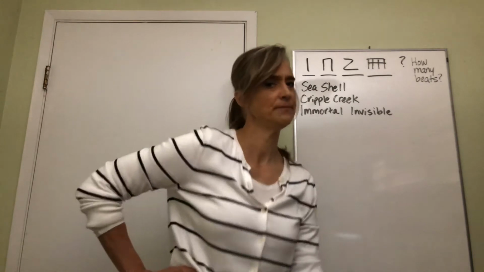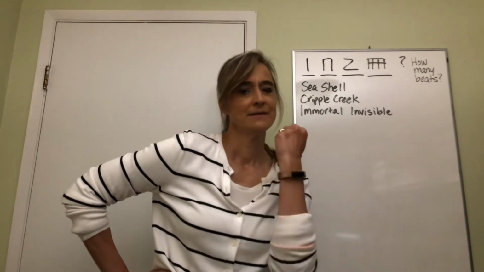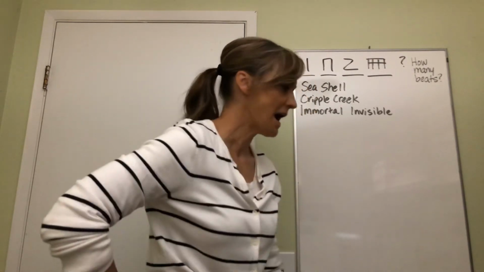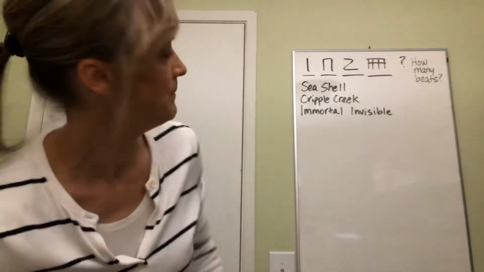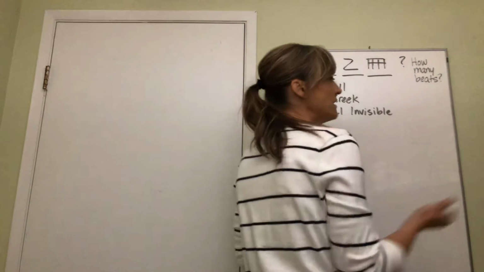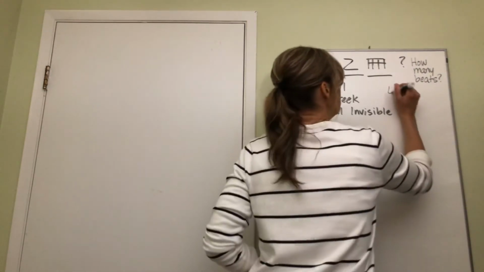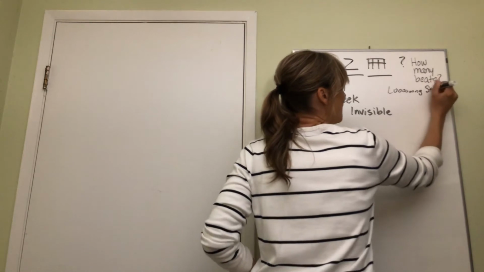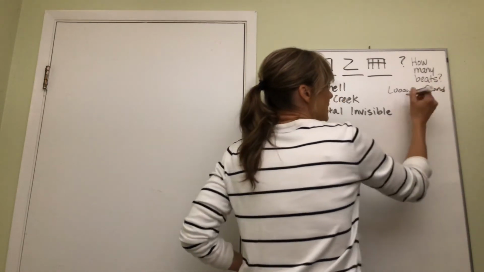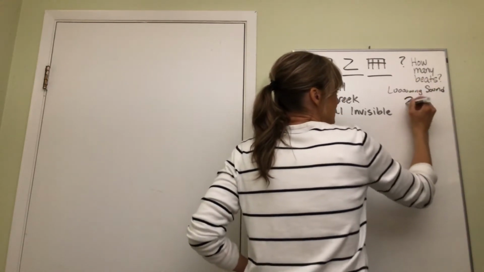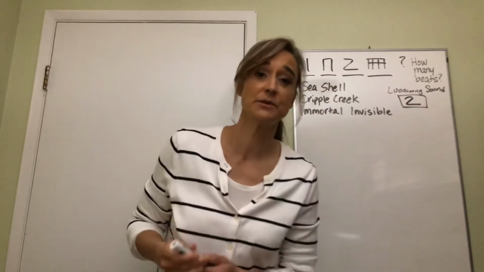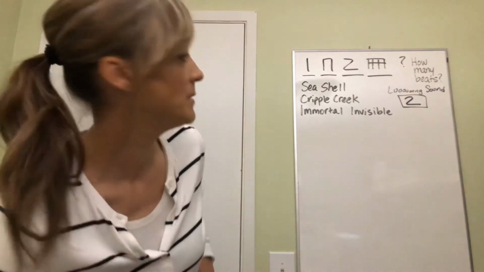How many did you count? 2. All right, so we have 2 beats in our new rhythm. Wow, it's a long sound. Long sound. And it's 2 beats. Okay, let's see if we can find the long sound with 2 beats in the next song, Cripple Creek.